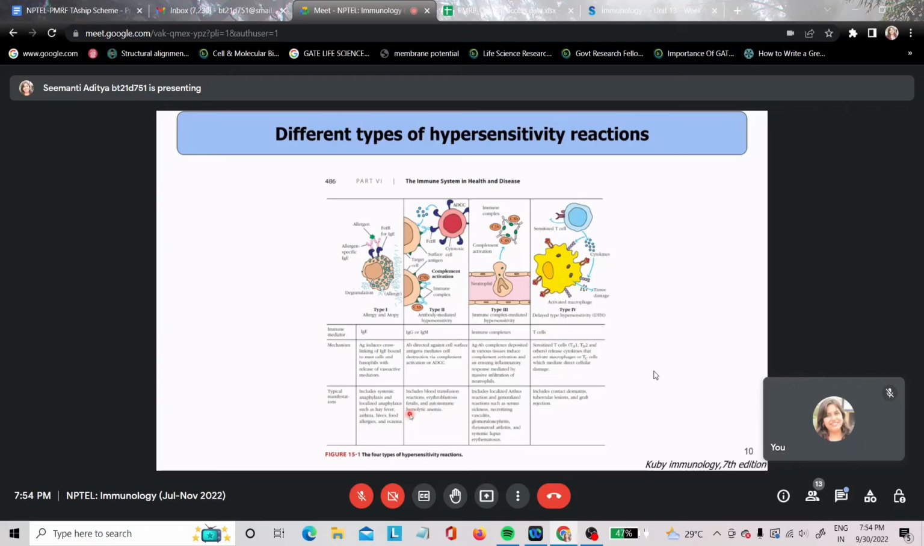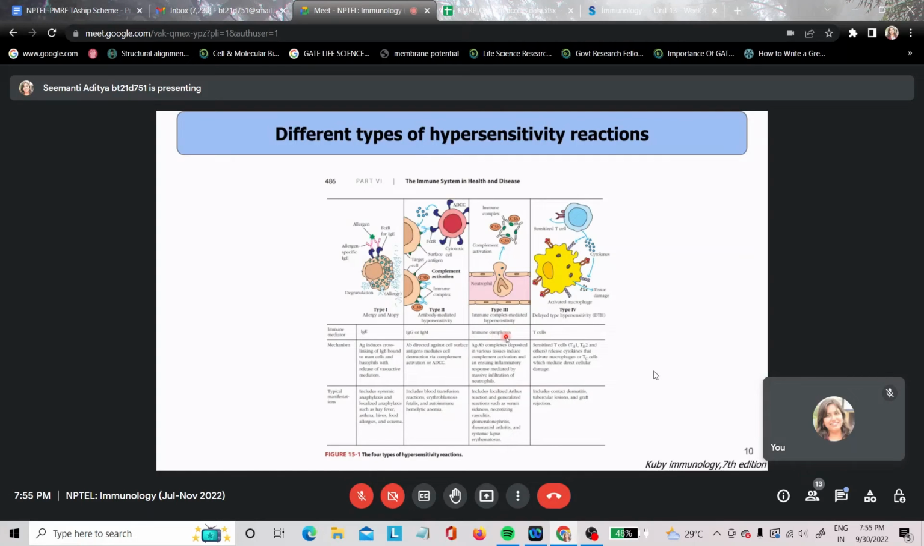It could be very deleterious for the fetus. And blood transfusion reactions, where the blood type is not matched, for example an A individual getting blood from a B individual, all those antigens come into effect and will cause complement activation. So this is type 2 mediated hypersensitivity.